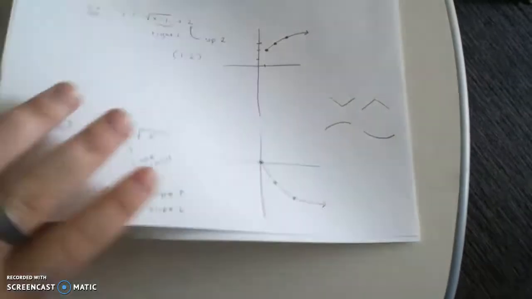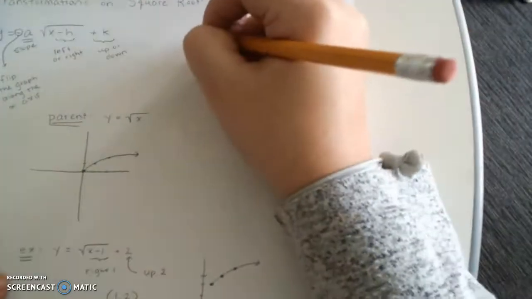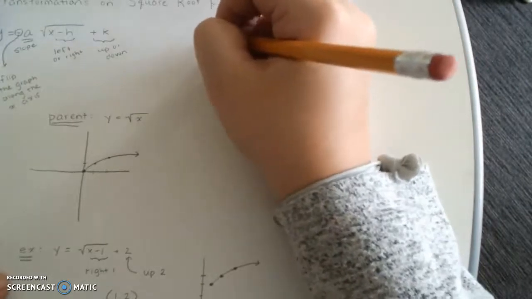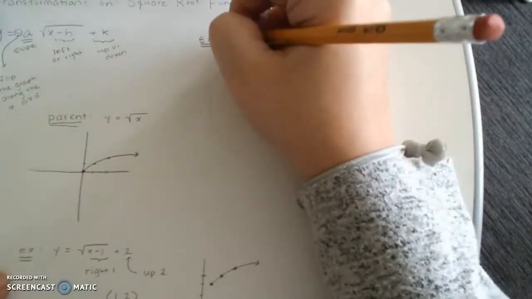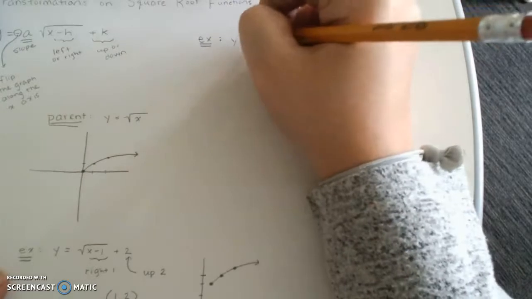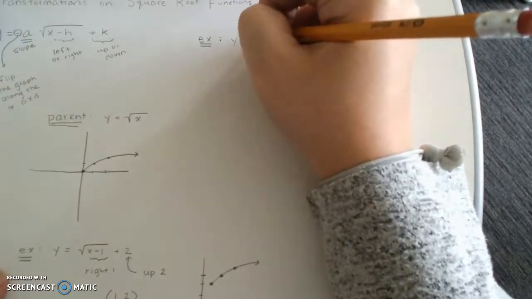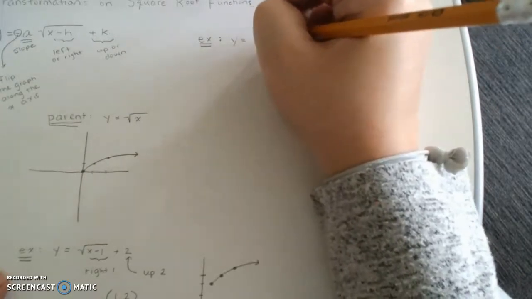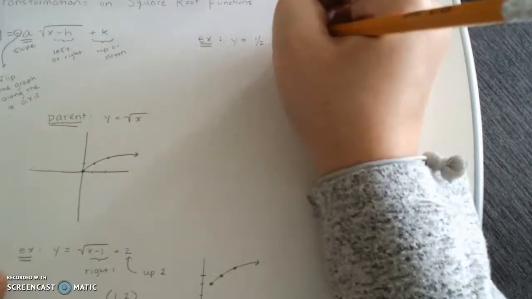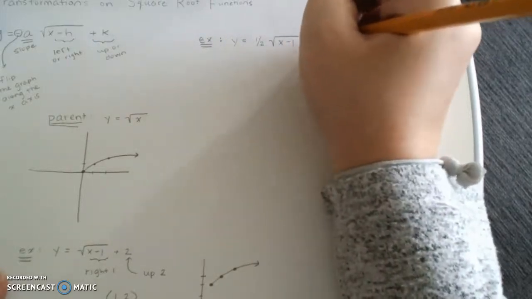All right, let's do one more where we put it all together. Again, these are the super basic ones, okay? So let's do y equals 1/2 square root of x minus 1 plus 1. All right, so this is putting it all together.